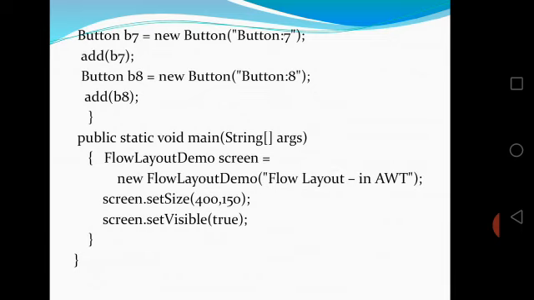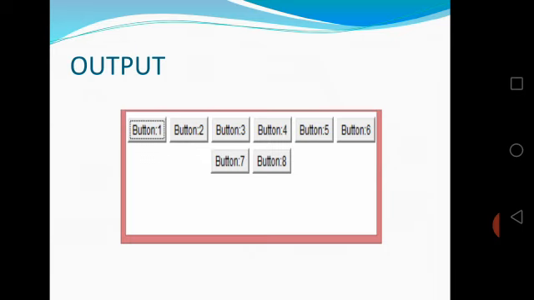Let's see the output of this program. We have added 8 buttons, and the buttons are arranged one by one, left to right. Default is left to right, and we can change it using the parameters FlowLayout.LEFT, FlowLayout.RIGHT, FlowLayout.CENTER. In this manner the controls are arranged by setting the flow layout manager. Okay, now we can go to the next one.